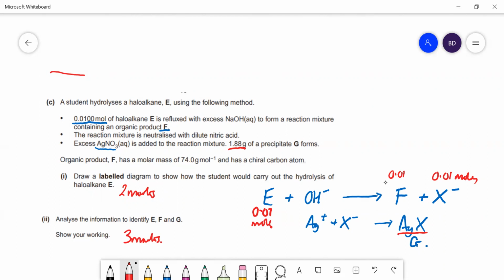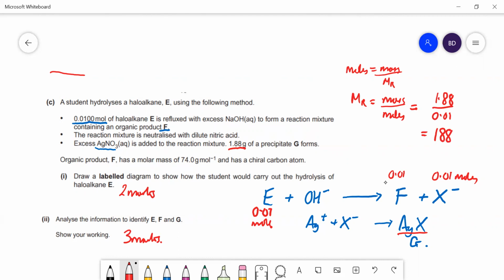So we know moles equals mass over Mr. We want to find out the Mr of AgX, so rearranging it, Mr is mass over moles. The mass we have is 1.88 grams, and the moles we know is 0.01. So that is going to give us an Mr of 188.